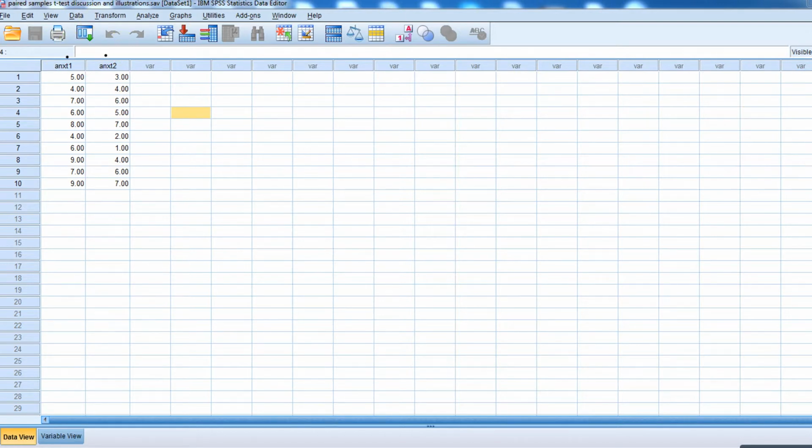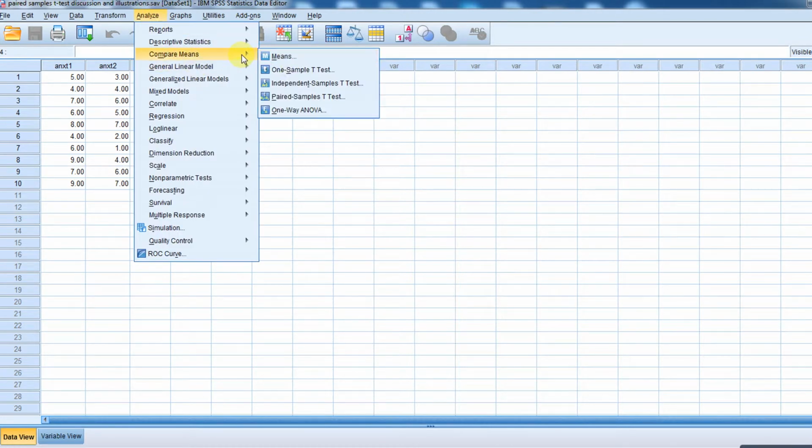So let's carry out the actual t-test. Let's say I'm just going to test a non-directional hypothesis, just that there will be a significant mean difference between groups. So I would go to Analyze, Compare Means, and Paired Samples t-test.